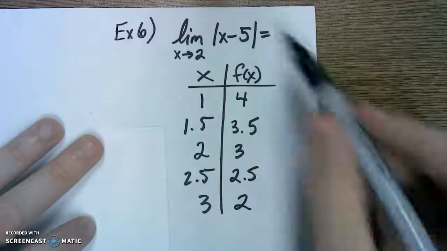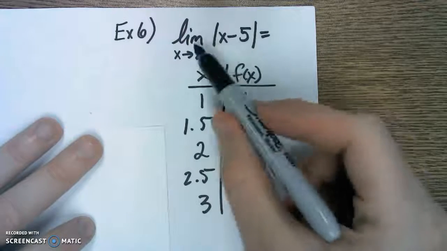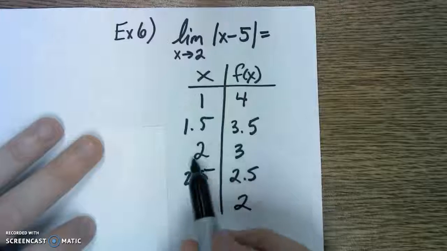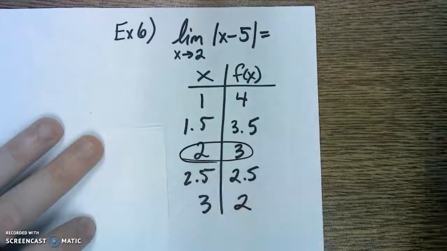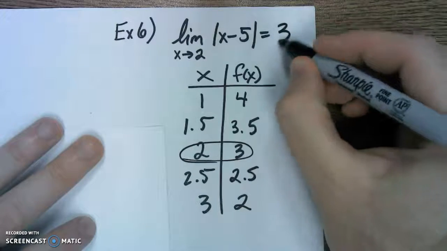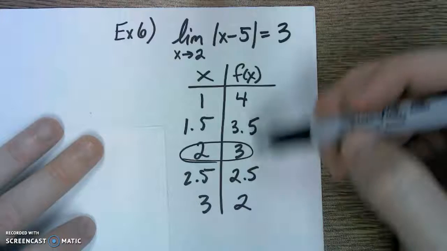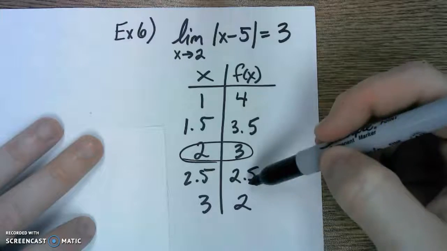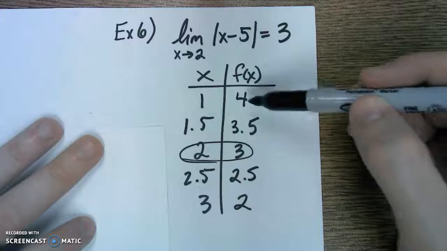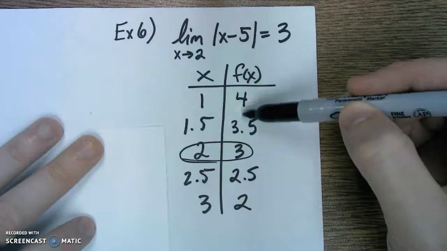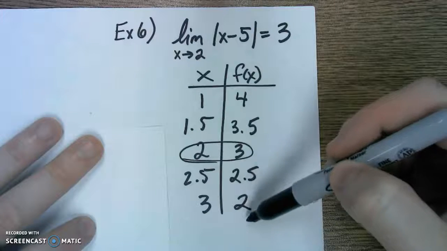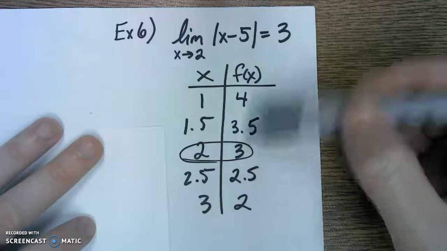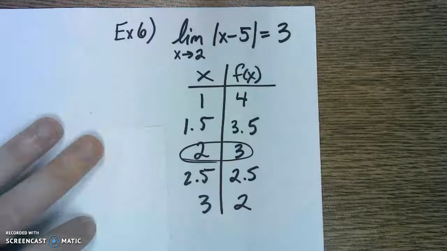And we see that this limit actually has a function value of 3. And so that would be your limit. But just to make sure, you want to make sure that your function values were getting close to 3 from the left and the right. We can see that these function values are getting smaller towards 3, and these function values are getting larger towards 3. So 3 is our limit.